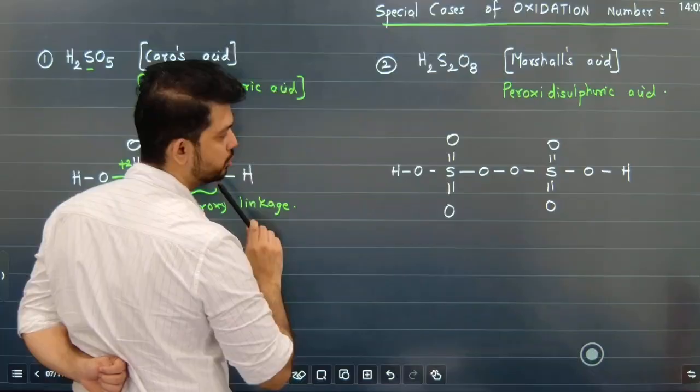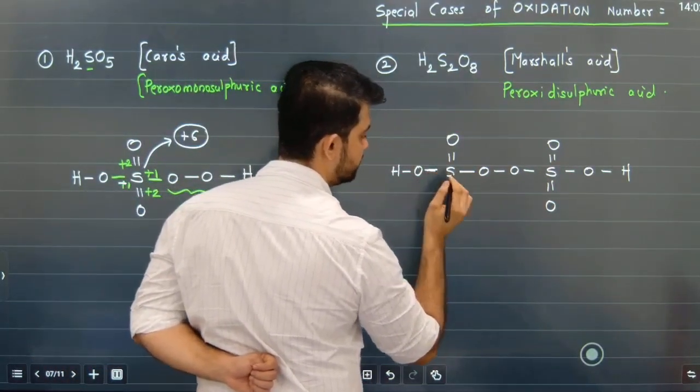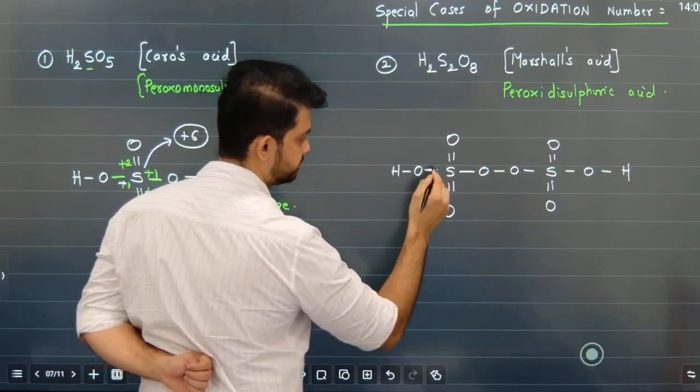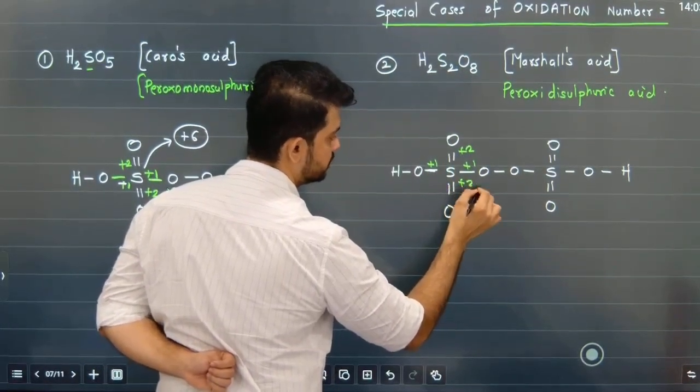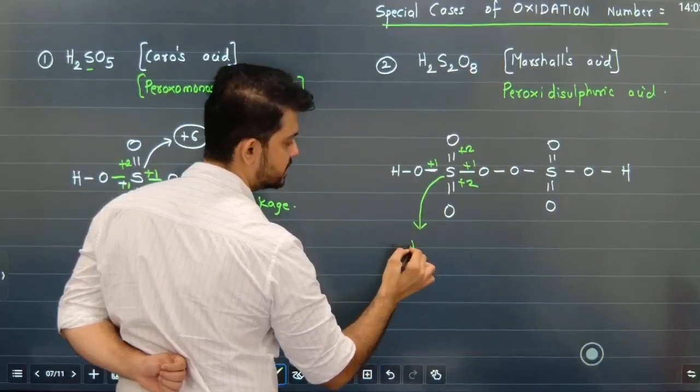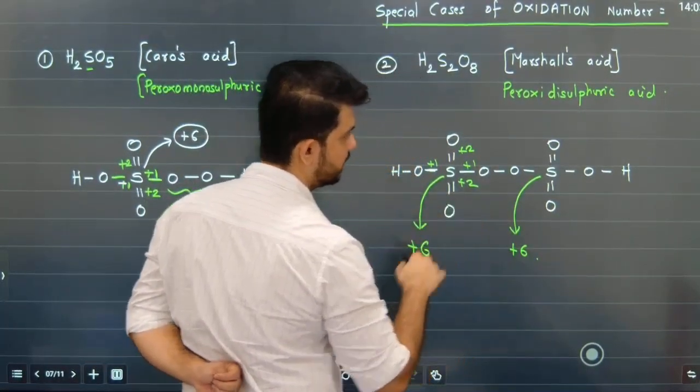Again आप इस सल्फर को देखो, एक single bond on the left, single on the right, which means +1 +1, and जहाँ पे भी डबल बॉन्ड है +2 +2, सो ये सल्फर पे भी चार्ज आ गया स्टूडेंट्स +6. The charge on this sulfur is also +6.